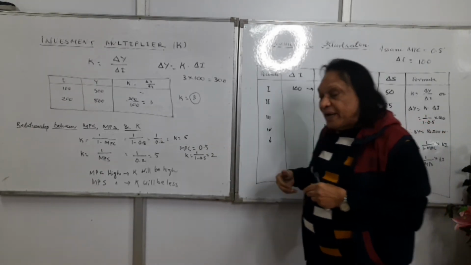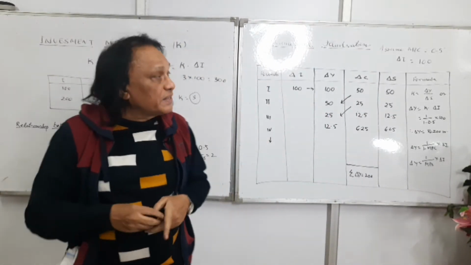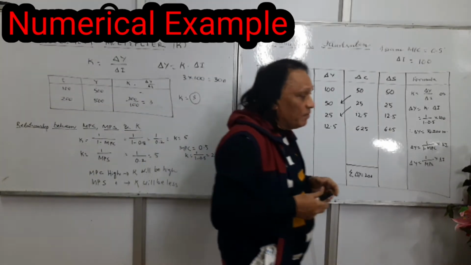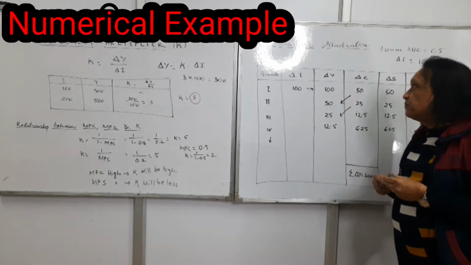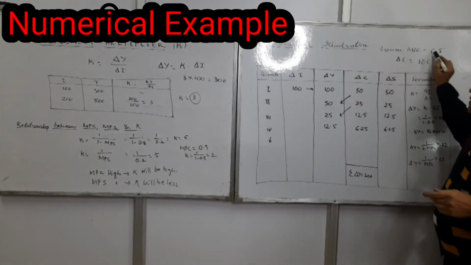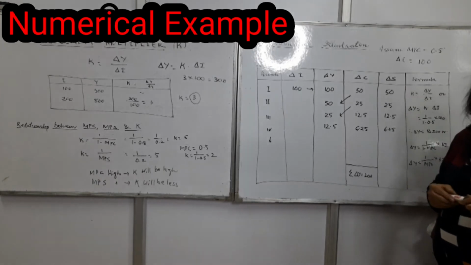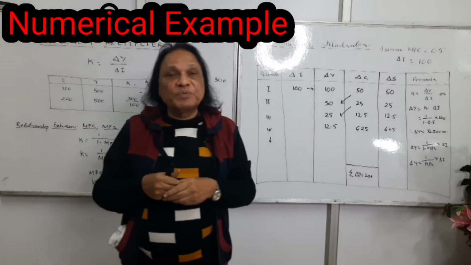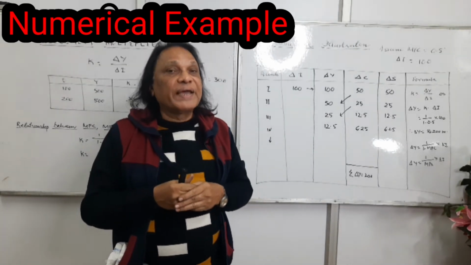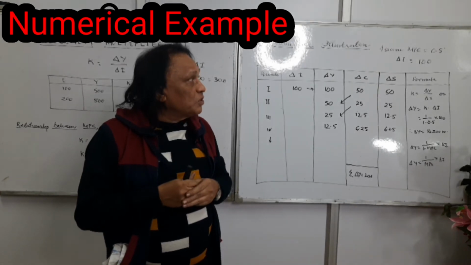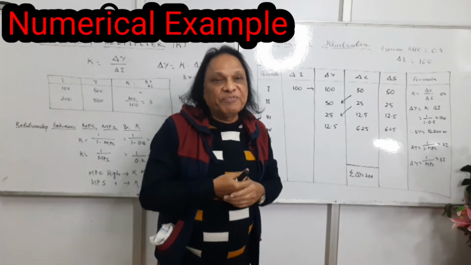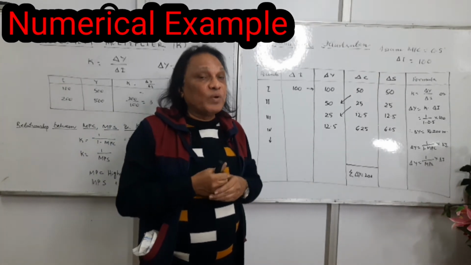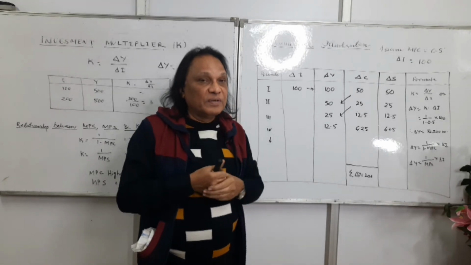Now, to understand the multiplier, we can use a numerical illustration. We take an imaginary economy and see what multiplying effect it has. Here we assume that MPC in the economy is 0.5 and remains constant. 0.5 means whenever people's income goes up, they consume 50% of it and save 50%. So from this formula, we can already find K. If MPC is 0.5, K will be 1 upon 1 minus 0.5, so K will be 2 times.